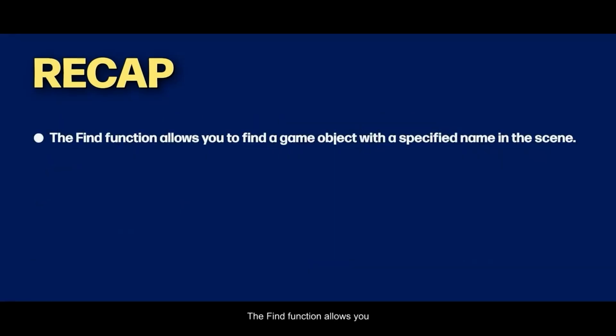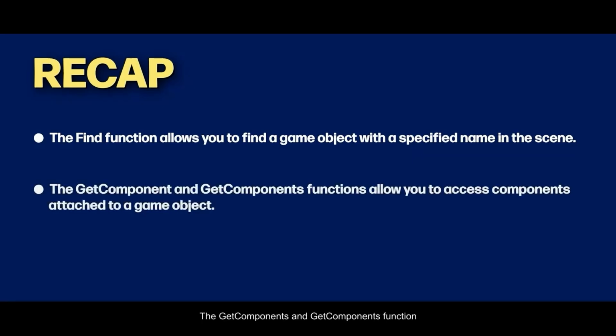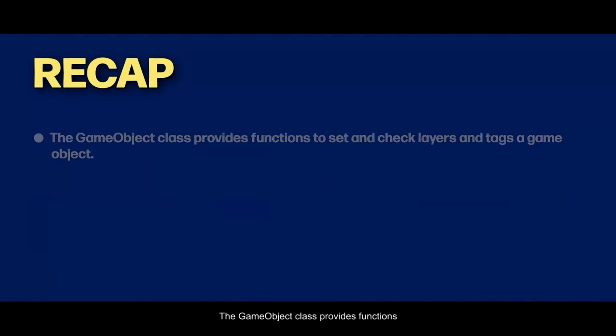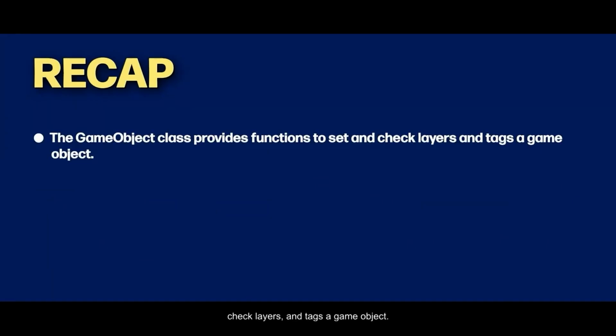The find function allows you to find a game object with a specified name in the scene. The getComponent and getComponents functions allow you to access components attached to a game object. The sendMessage function allows you to send a message to a game object or its components. The game object class provides functions to set and check layers and tags of a game object.